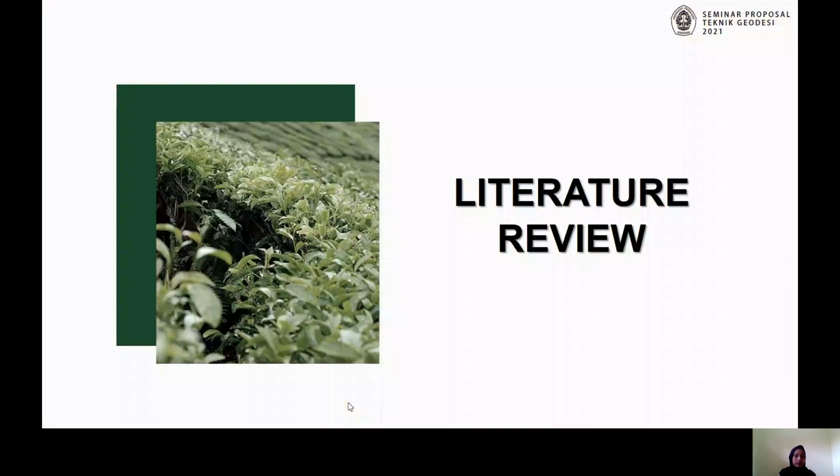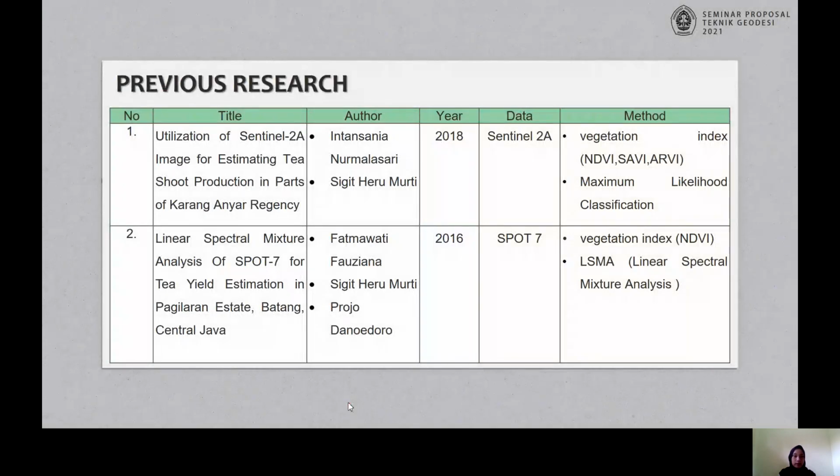Literature review is the second part of the presentation. This table clearly shows the references of research: first, utilization of Sentinel-2A in estimating tea shoot production in parts of Karanganyar Agency. Second, linear spectral mixture analysis of SPOT 7 for tea yield estimation in Penginderaan Estate Batang, Central Java.